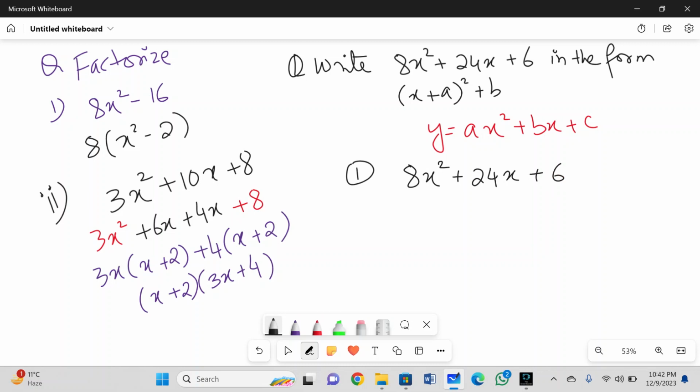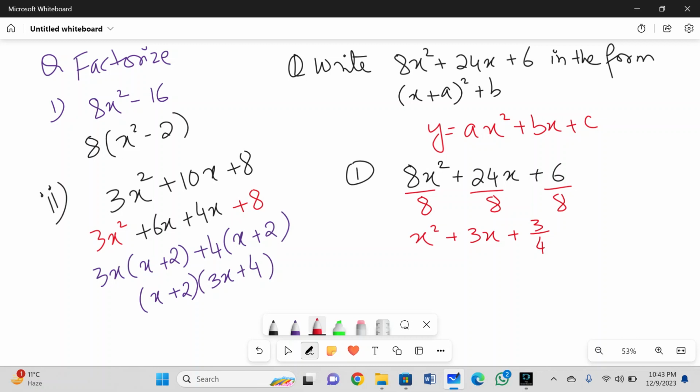In order to make this 8 as 1, we are supposed to divide the whole expression with 8, because 8 divided by 8 will give us 1. So you will get x squared plus 3x plus 3 by 4.